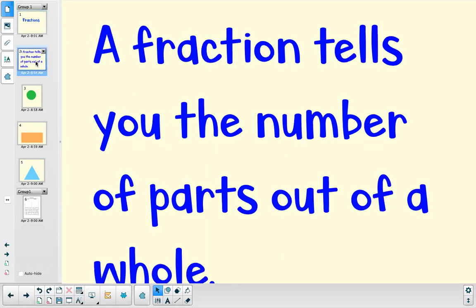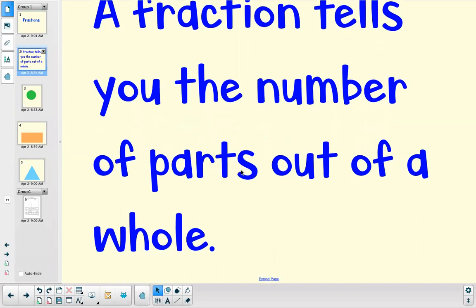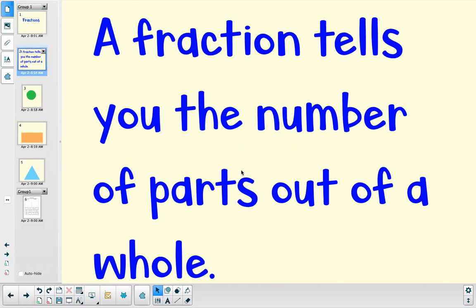We know that a fraction tells you the number of parts out of a whole. We also talked about some key words like equal and even, and maybe some of us even talked about half. So we're going to continue looking at some objects and making sure that we have two or more equal parts. Every time we make a cut or start to make a fraction, we need to have two equal parts.